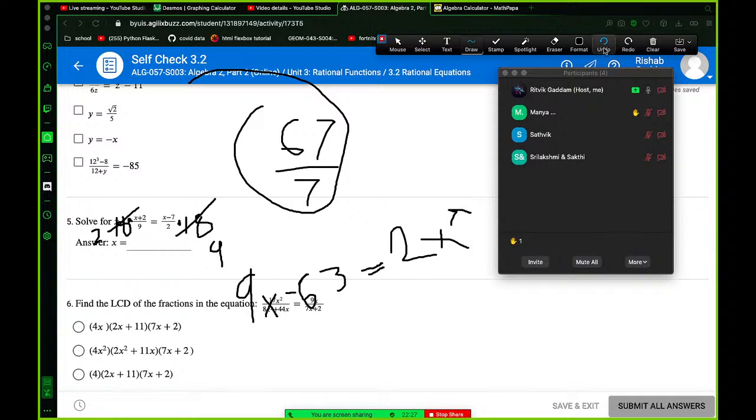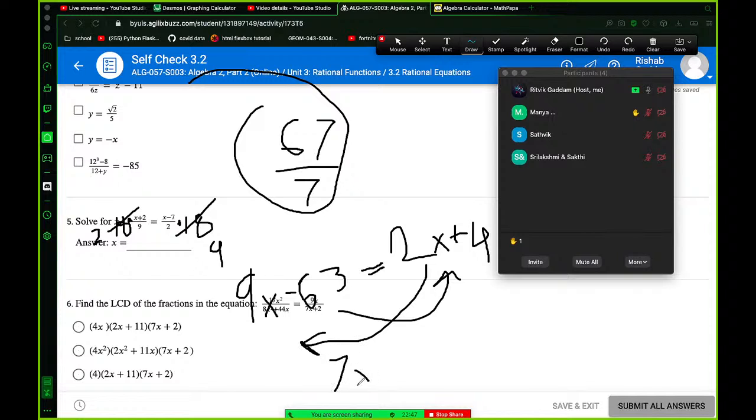Okay, that looks like this. 2x plus 4. And now I would bring this to this side and this to this side. So I would have 9x minus 2x, 7x, is equal to 63 plus 4, that's 67. And yeah, so it seems right because x is equal to 67, excuse me, 67 over 7.